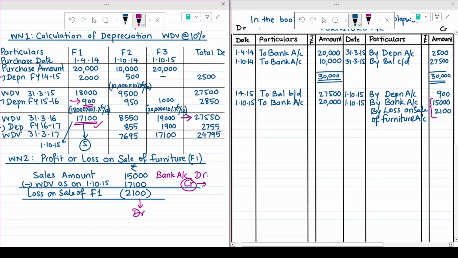The depreciation on the remaining assets, furniture 2 and furniture 3 is pending. 950 plus 1000, that will be 1950. So depreciation at the year end on 31st March 16 will be by depreciation, that is 1950. This is for furniture 2 and furniture 3, and this was for furniture 1. So all the entries in furniture account are done.